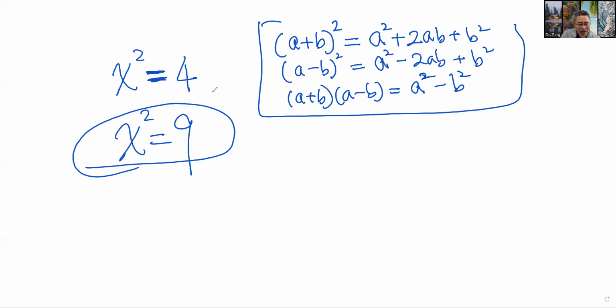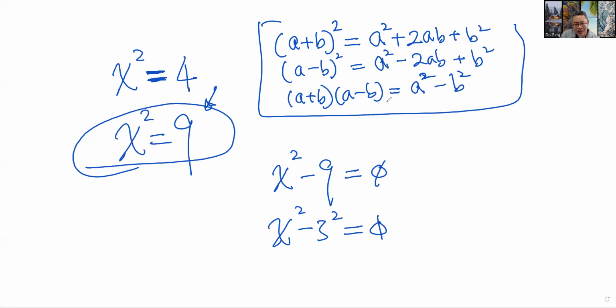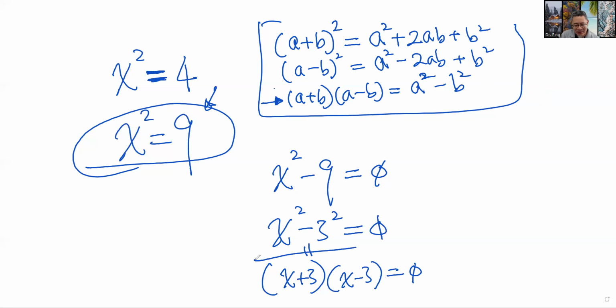Okay, now what's happening here is this, x squared equal to 9, which is the same as x squared minus 9 equal to 0, right? Now 9 is 3 squared. So based on the last identity, we can write that as (x plus 3) times (x minus 3) equal to 0. Good? Got it. So basically the left-hand side is this, and the right-hand side is 0. Okay, now we have something.